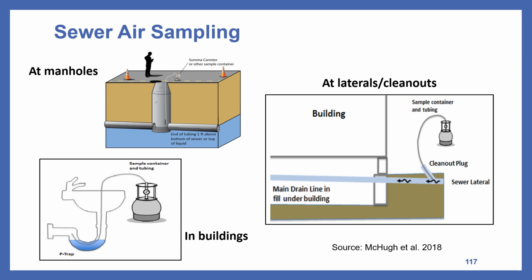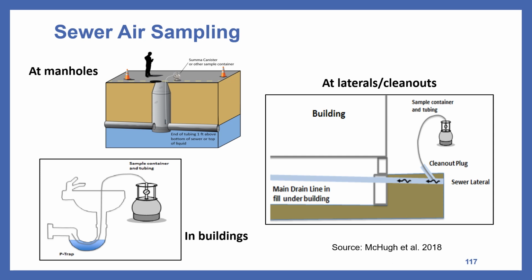On the right, we have sampling from a lateral or cleanout, again with a Summa canister and a tube running down the cleanout. And then over at the lower left, we have an example where essentially a tube with some sort of modeling putty was used to seal the tube, and then it was snaked through a sink past the P-trap, and then somehow the modeling putty was dislodged so that the vapor or air sample could be collected. So these are just some examples, and there could be other ways to accomplish this.